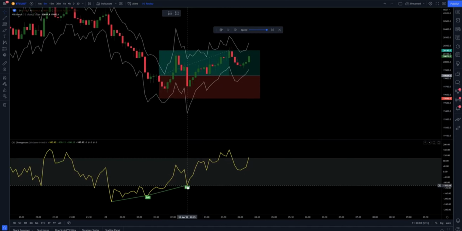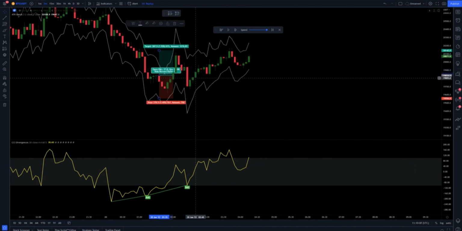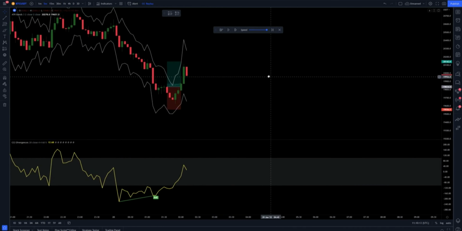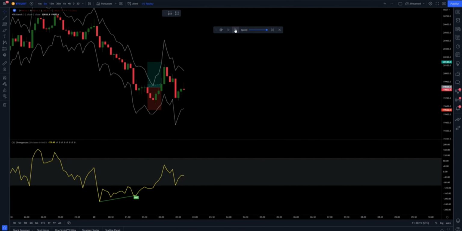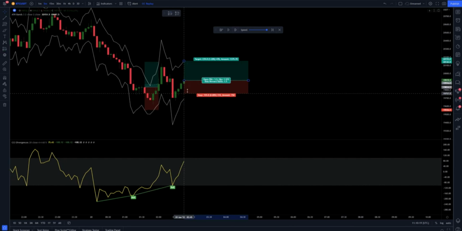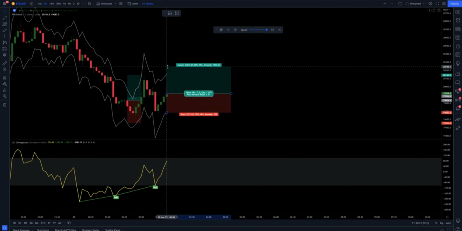This combo works because it filters out the biggest enemy of traders, false signals. By waiting for both conditions, the EMA crossover and the CCI level break, we're aligning two key forces, momentum and deviation. That creates entries that are based on real price behavior, not lagging confirmation.